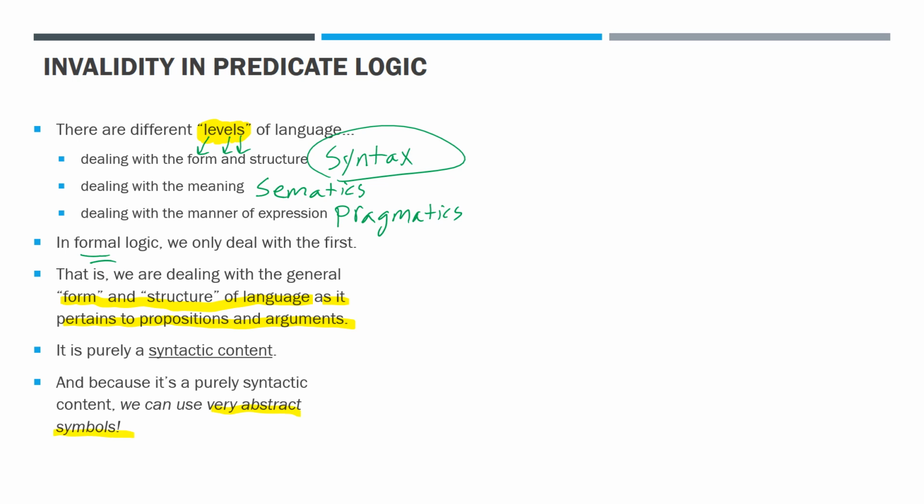For example, consider, say, modus ponens. Now, modus ponens is a very abstract thing. We could write it down as: if P, then Q; P; therefore Q. But that can represent all sorts of different content. P can represent all sorts of different things. Q can represent all sorts of different things.